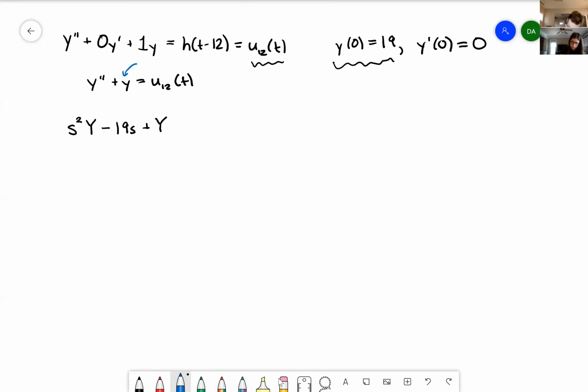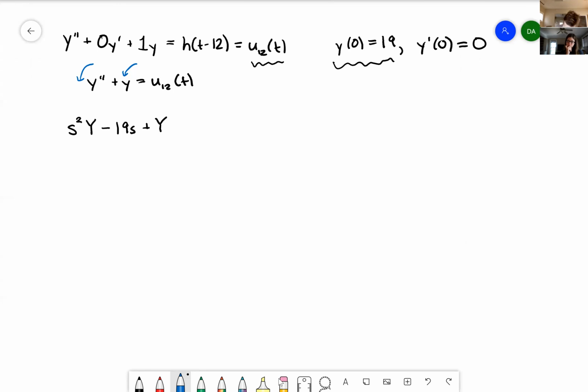So I did the Laplace transform of a system where the mass is 1, but the spring restoring constant, the spring constant, was 0. So there was no spring. So of course, if it's at position 19, there's no spring to move it, it stays at 19. Okay, so that kind of makes sense.